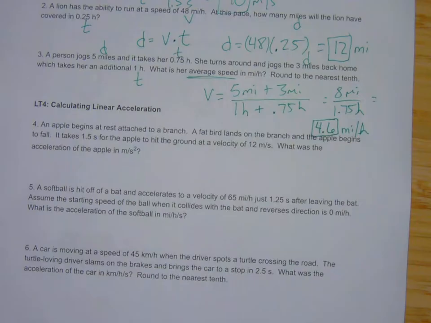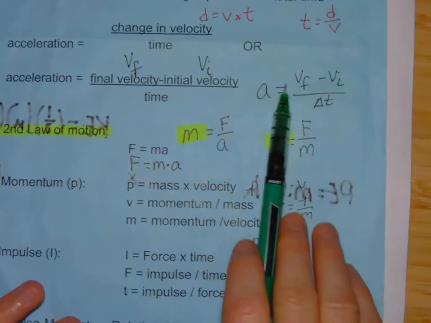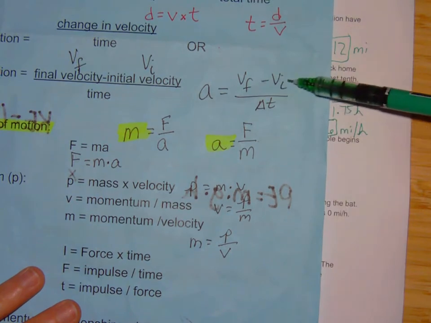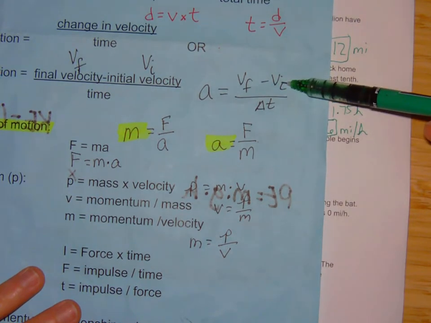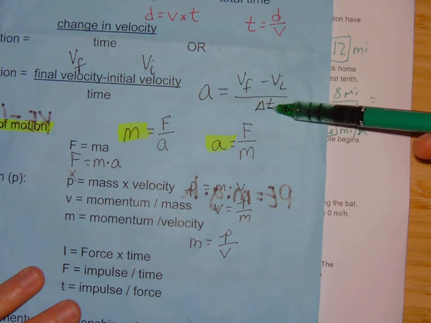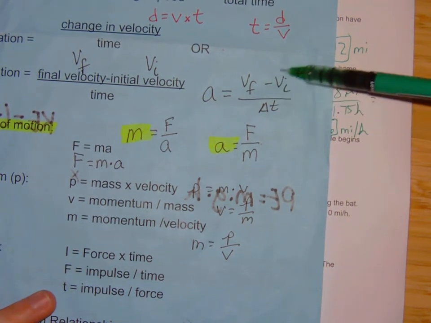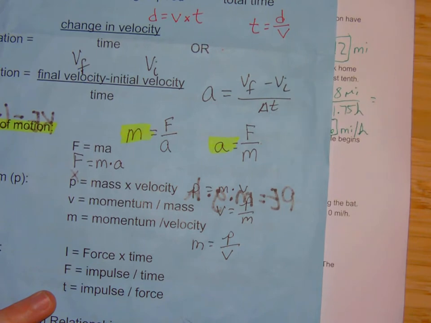Okay, so this is where we wrote it out like this on your formula sheet. So acceleration is the final speed, subtract the initial speed, divided by how long that takes. So final speed at the end of the story, how fast was it going at the beginning of the story, and then divide it by how long that change in velocity took.